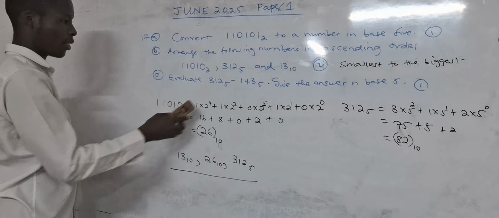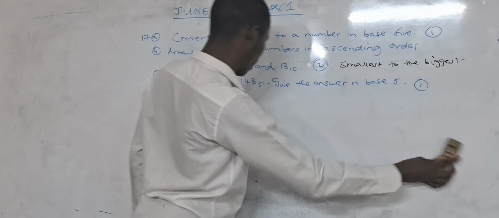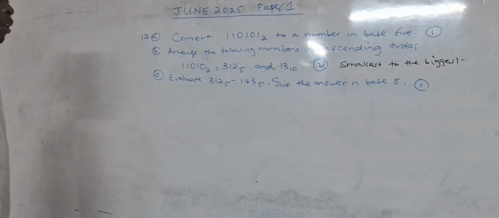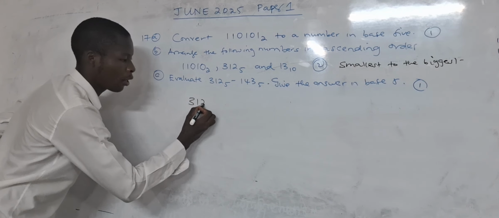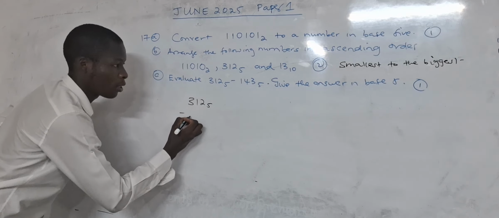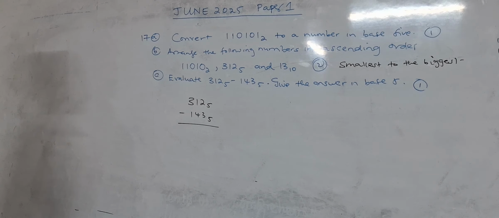Evaluate 312 base 5 minus 143 base 5. Give the answer in base 5. So I have 312 base 5, subtract 143 base 5. You're supposed to give your answer in base 5.